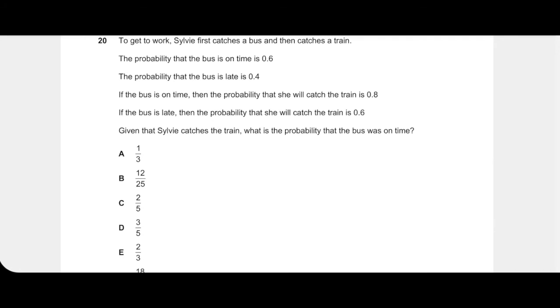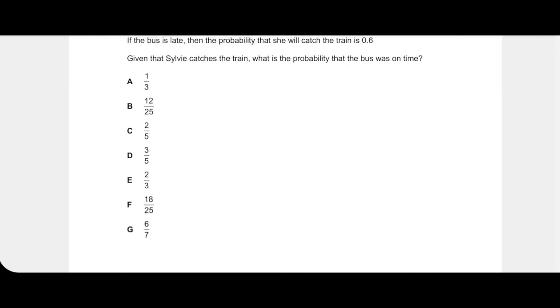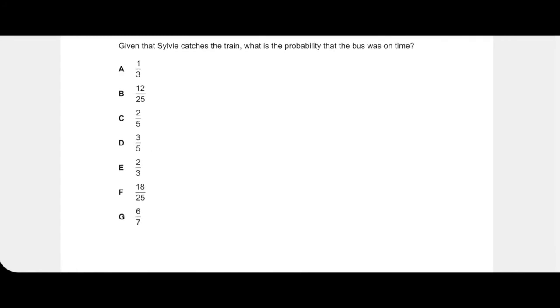Step number 1 would be to draw a probability tree or tree diagram. I'm not going to do that because this question is very, very straightforward. Now I am going to write down the equation that I'm going to use and the substitutions for that equation.